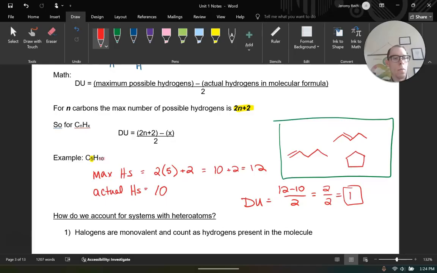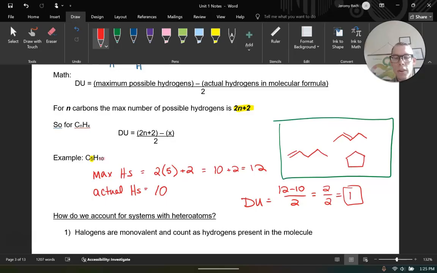Now, this works really well for hydrocarbons. Hydrocarbons are going to be molecules that only have carbons and hydrogens, and that's all. C5H10 is a perfect example of that. However, we know that there's going to be a lot of examples of molecules that are going to have other stuff. They're going to have oxygens and carbons, or they already have carbons, nitrogens and bromines and a bunch of weird stuff.